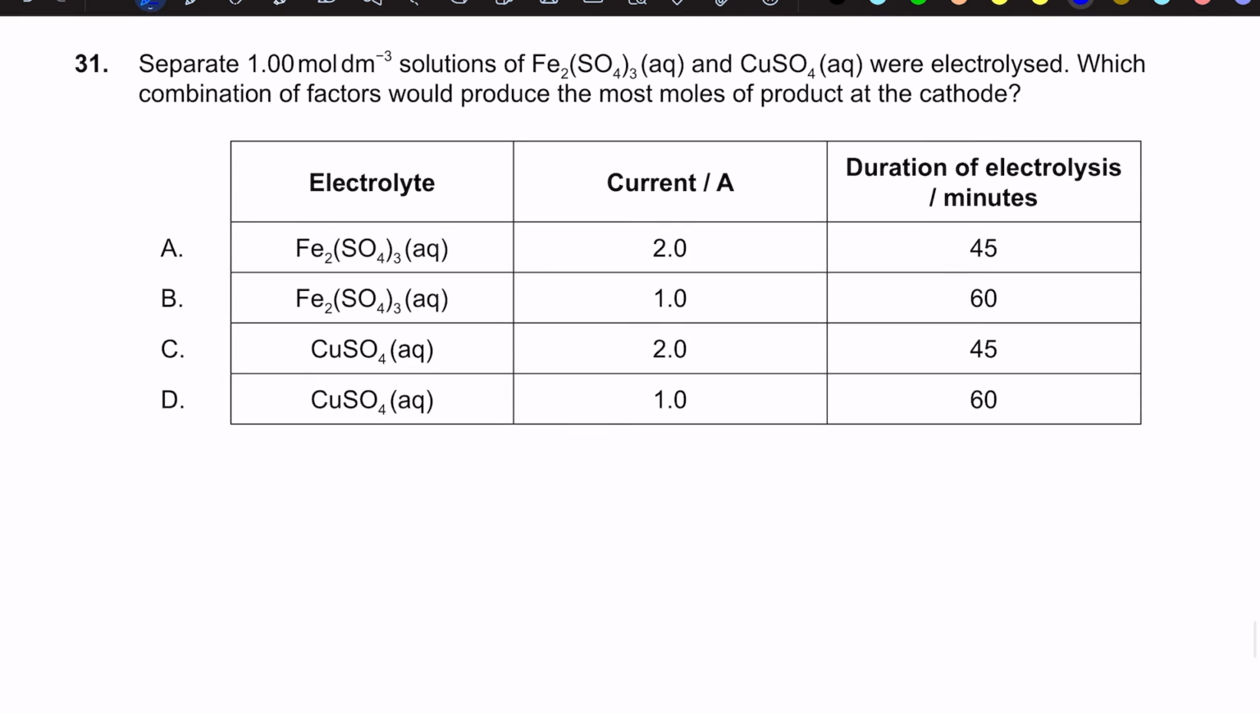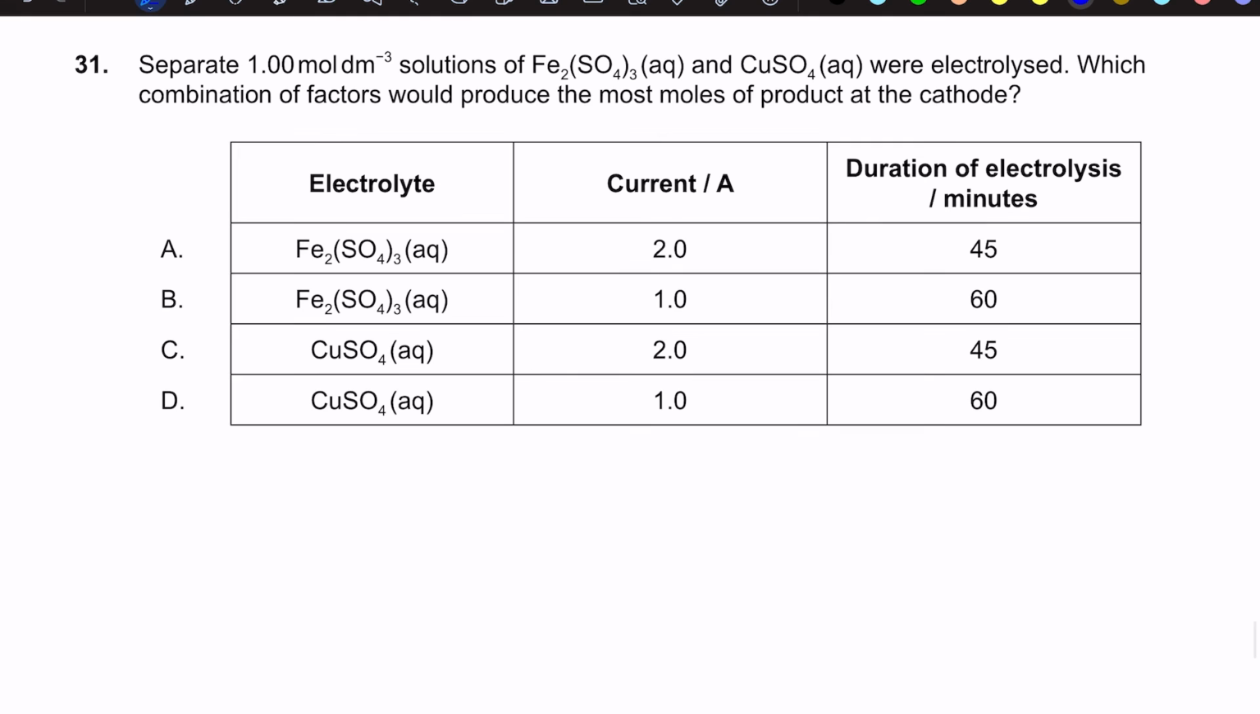Now, moving to question 31, this one is a good question. So here you have 1 mole per dm cube Fe2(SO4)3 and CuSO4, they were electrolyzed, right? So we have to find out in which combination you will have the highest moles of product. Okay, so which option will give you the highest moles of products. That's it. So yes, Fe2(SO4)3, here you have Fe3 plus ion. So one reaction will be Fe3 plus reacting with 3 electrons to form Fe solid.